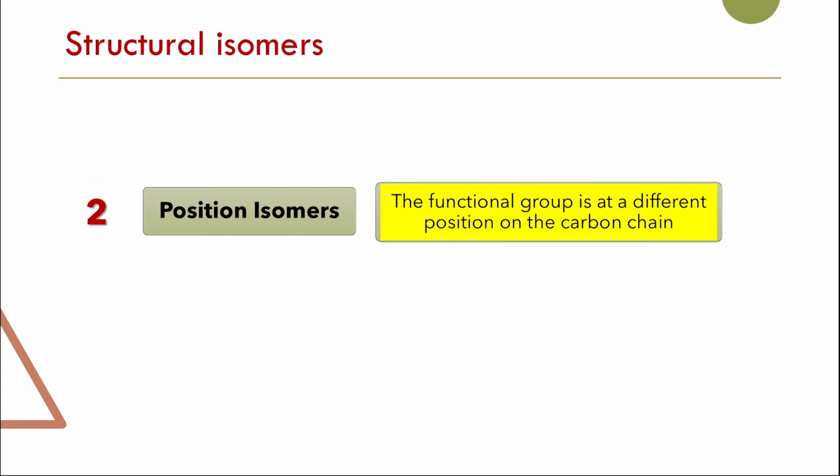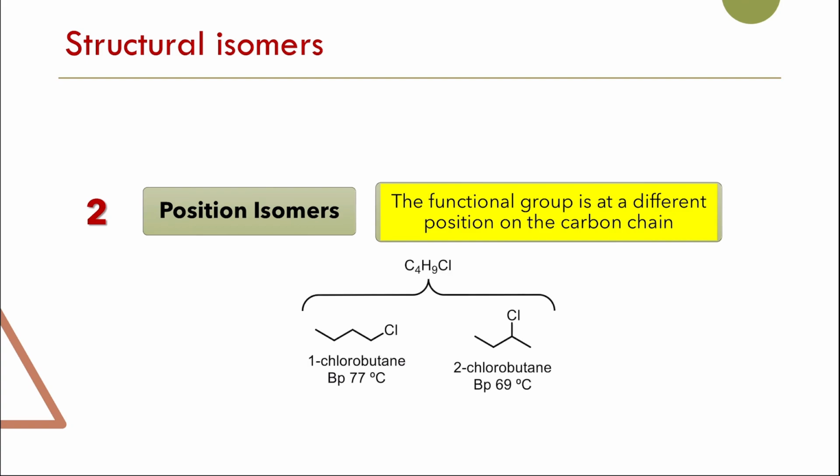What about position isomers? Position isomers will have the same functional group, but the functional group will be at different carbon atom in the chain. For example, if we have C4H9Cl, we could have 1-chlorobutane, or we could have 2-chlorobutane. So we can see that the functional group here in the first one is on carbon number 1, but for the second compound it's on carbon number 2. So these are position isomers. They have the exact same functional group.